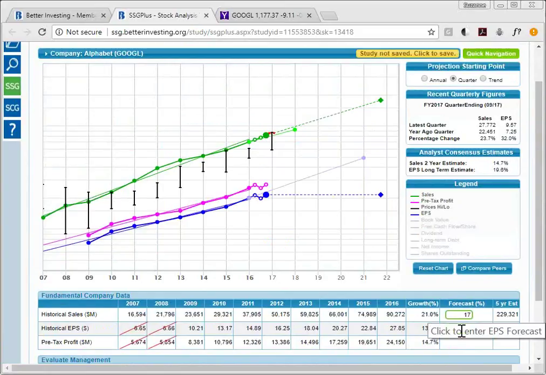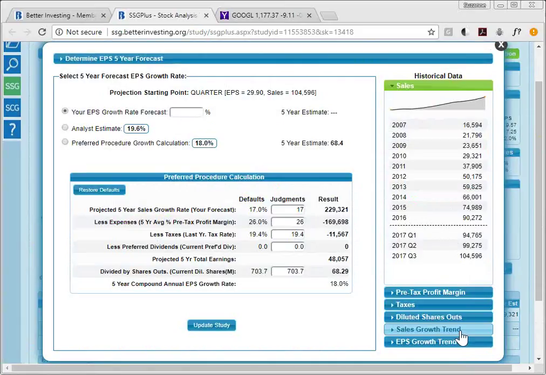So I'm going to click in my earnings box here and bring up a larger panel. There's more going on here with the forecast earnings box. What we have is a simple way to just enter a number here. We can see the analyst estimates repeated for earnings at 19.6. Now this is a long term estimate, and long term is not specifically out 5 years. It's generally considered 3 to 5 years, but longer than 1 or 2. 19%, 19.6. And then if you're familiar with this process, there's the preferred procedure growth calculation.